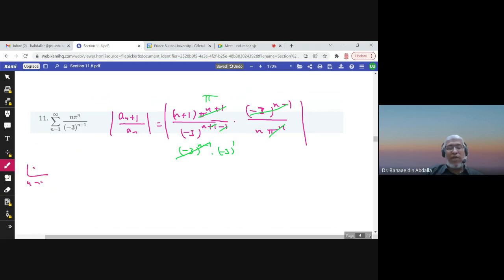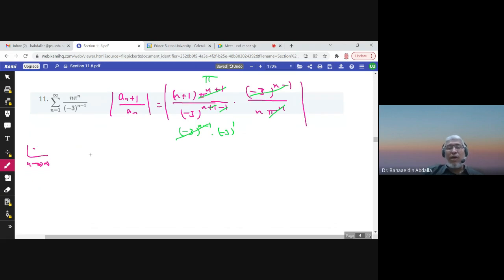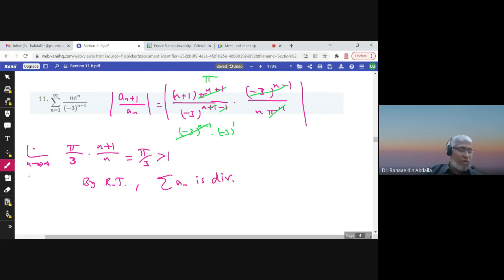So now I can find the limit when n goes to infinity of pi, and the absolute value of negative 3 is 3. And I still have also (n+1)/n. Well, the limit of (n+1)/n is 1. So the answer is pi over 3, and pi is 3.14. So this is greater than 1. And hence, by the ratio test, the summation of a_n is divergent.